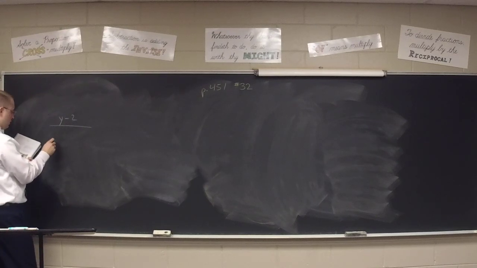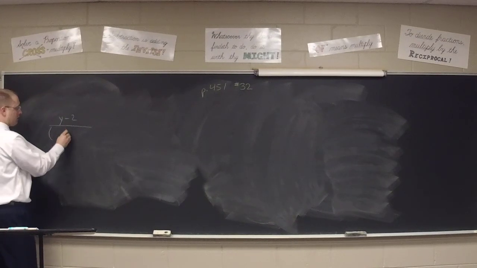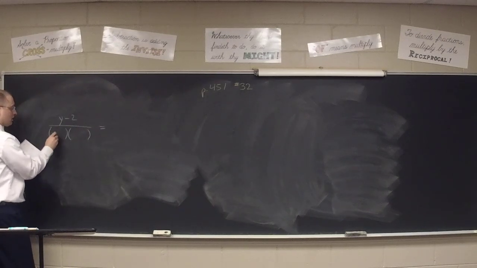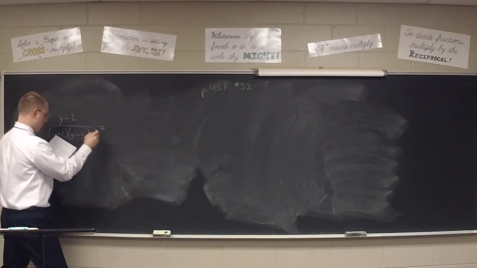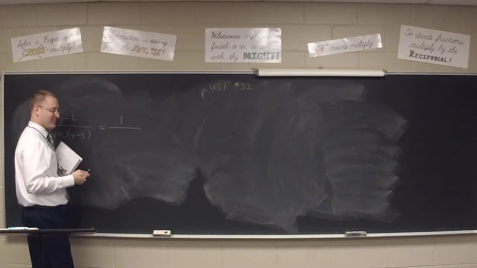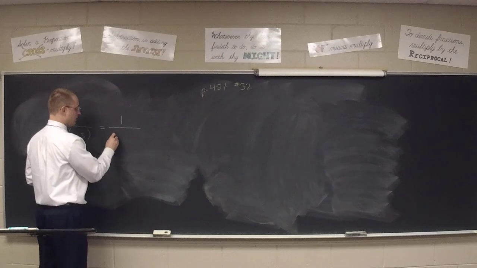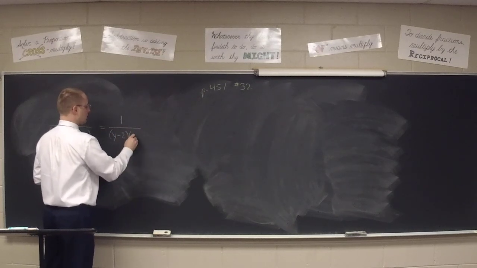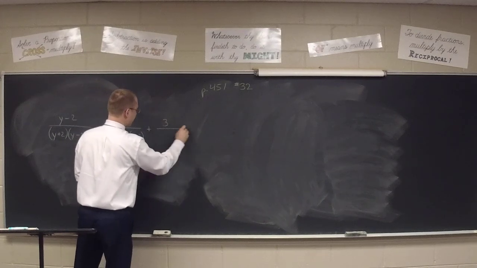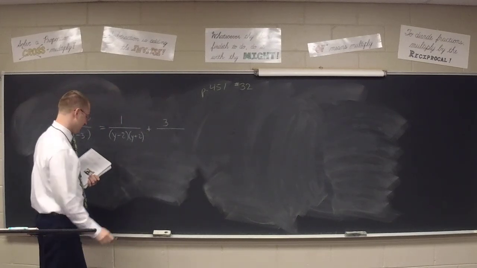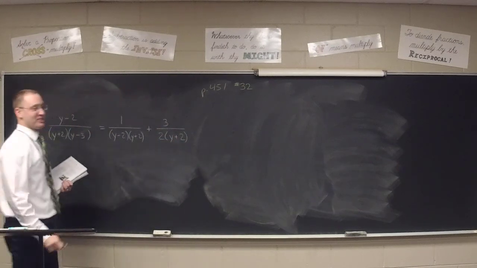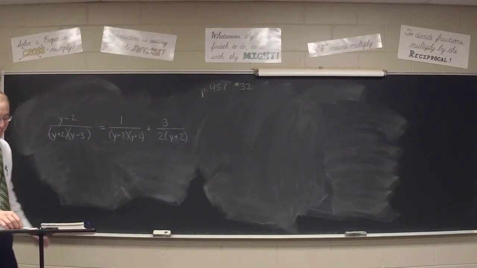Y minus 2 over, how should I copy this first denominator, class? And how should I copy my second denominator? Someone else? Y negative 2, y positive 2. Good. And row 1, how should I copy my third denominator? 3 times y plus 2. All right, so way to go, guys. Maddie's turn then. Maddie, what's the LCD?